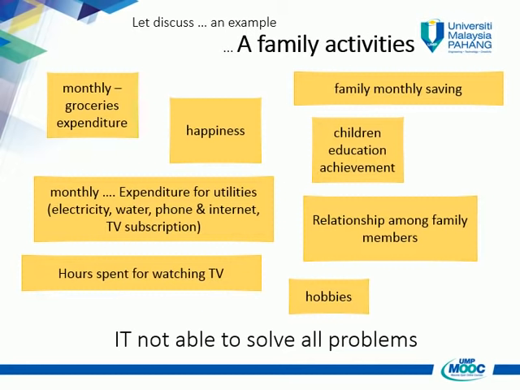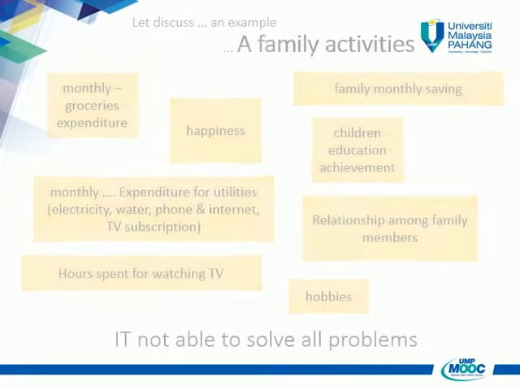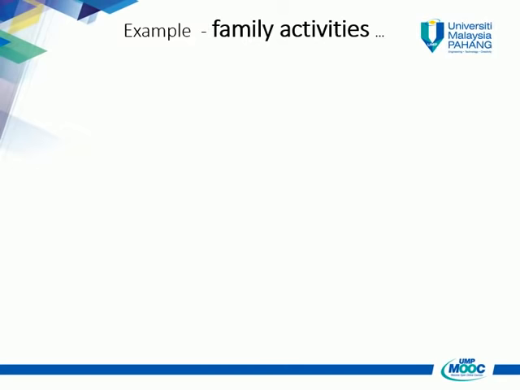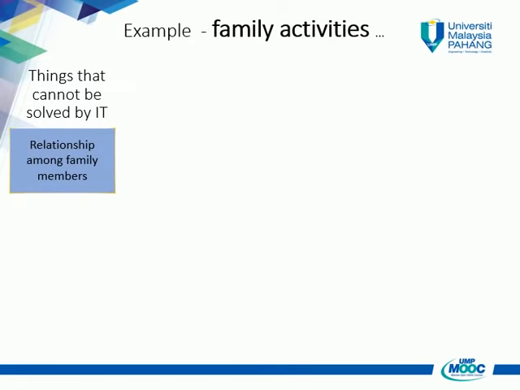Not all these activities can be solved by ICT solution, generally. From the example of family activities, let us divide the activities into those that can be solved by ICT solution and some activities unable to be solved by ICT or computer technology in general. There are several items that cannot be solved by ICT or computer solution, such as measurement of family relationship, calculating the situation or environment for children's education, or counting the happiness level of each family member.